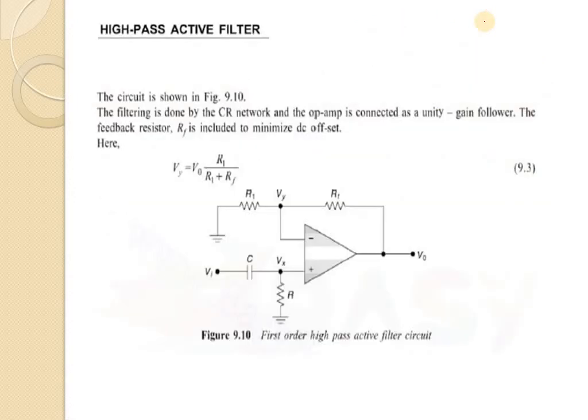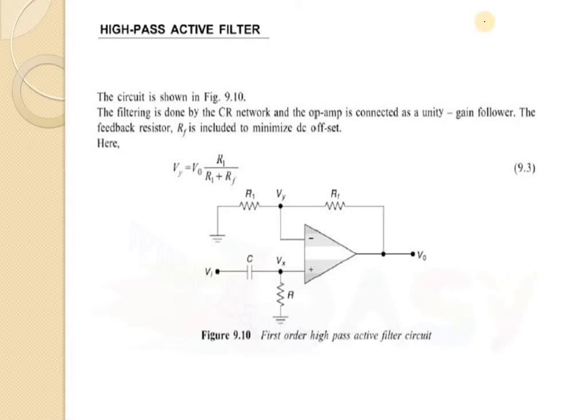Now we will come to the high pass filter. High pass means all the frequencies below the cutoff frequency will be rejected and those above the cutoff frequency will be accepted. That means high frequencies will pass and low frequencies will be rejected. That is a high pass filter.